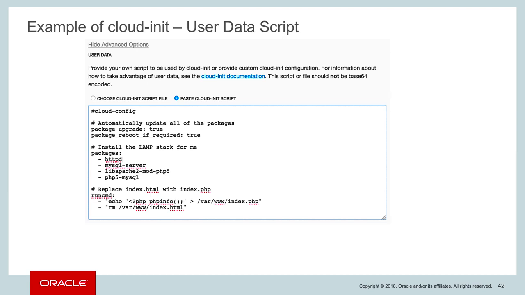To get access to cloud-init when you're launching your compute, there is an advanced option, and under that advanced option, you can provide your cloud-init script file, or just paste the cloud-init script in the box.